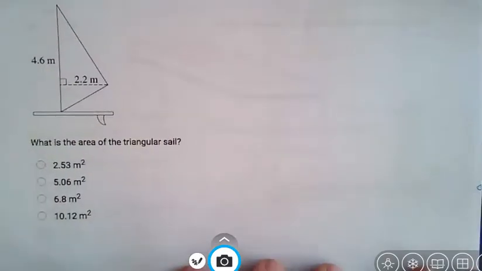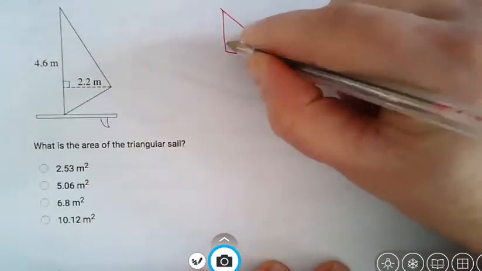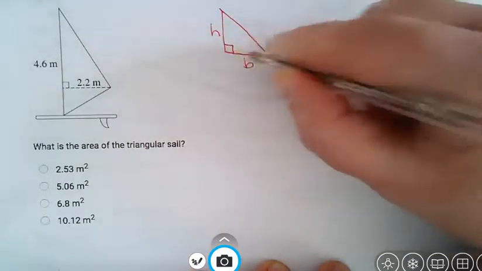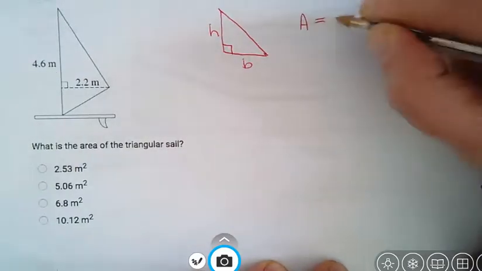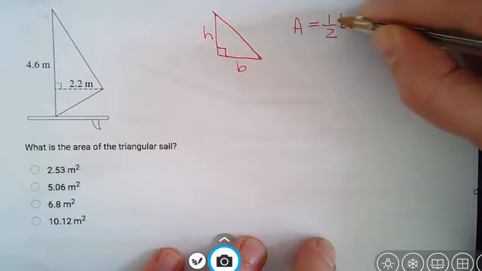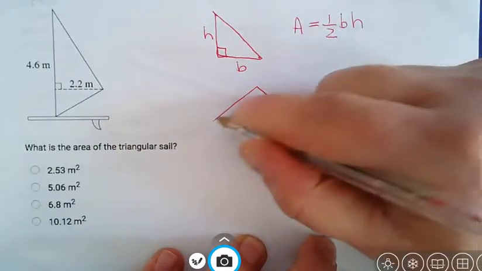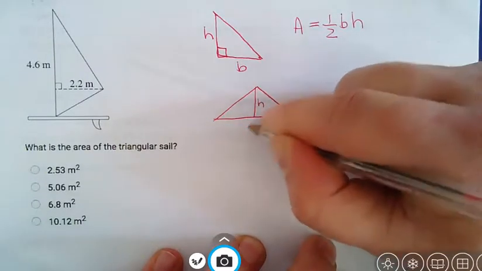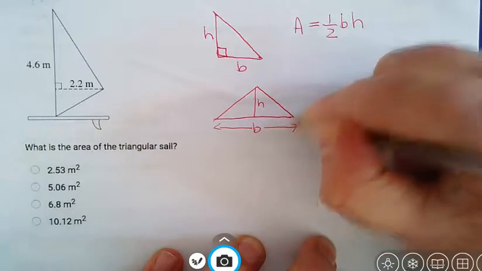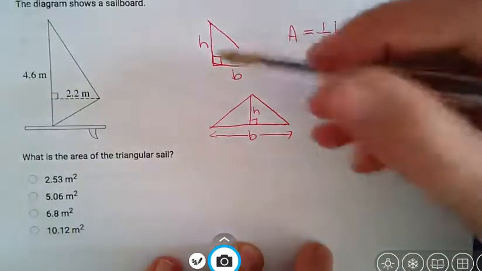Here we've got a sailboard and they want the area of the triangle. Now you can work out area of triangles a few ways. Like this. Remember, they've always got to be at right angles to each other. What's the formula for the area of a triangle? Isn't it half times the base times the height? Now, your triangle can look like that, or it can look like this. That's your height, and your base is all of this. Now, which type of triangle do you think I've got here? The first one or the second one?